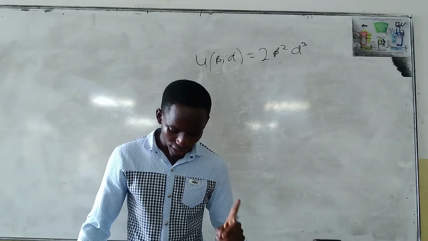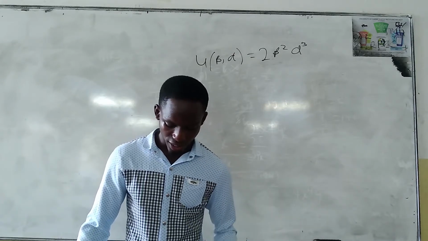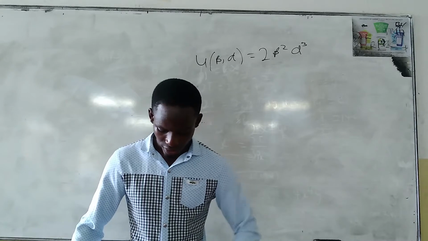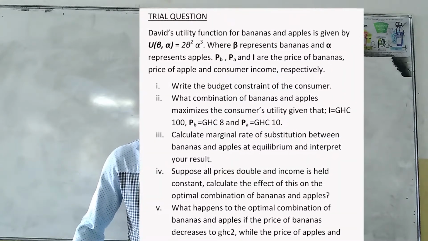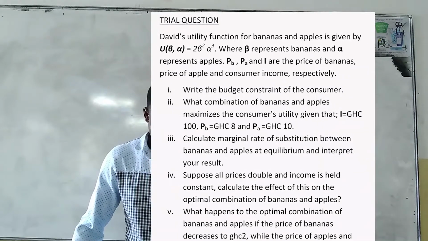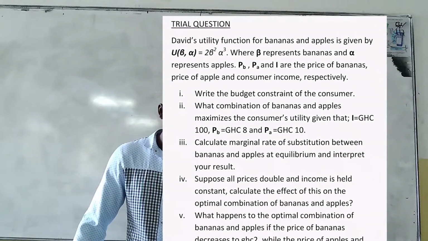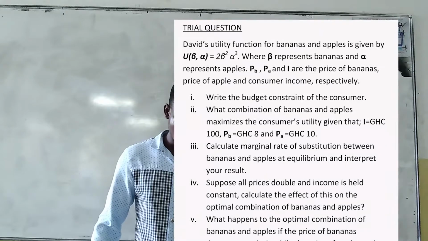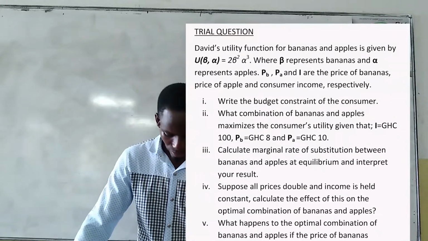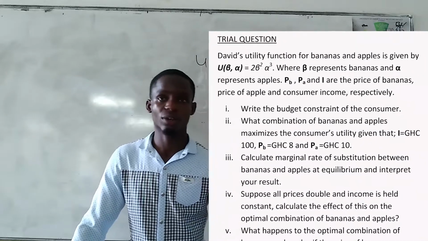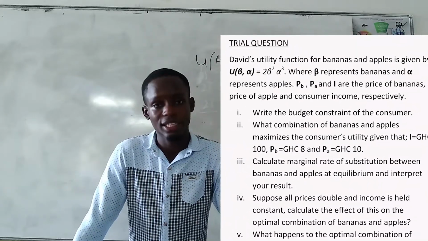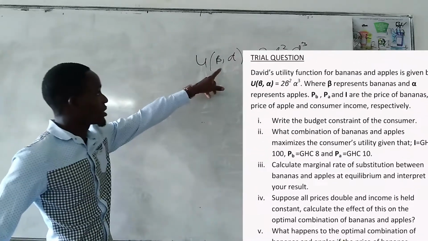It says that a debit utility function for bananas and apples is given by U(beta, alpha) equals 2 beta squared and alpha cubed.